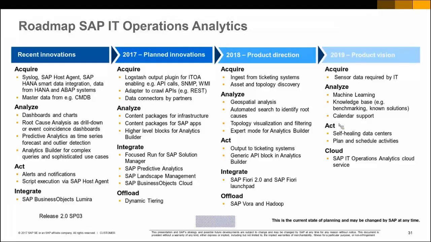We don't just use syslog, we can use Logstash that can receive information, but we're also looking at integrating, because JM talked about automation. Our planned innovation within this shorter time frame in 2017 is to actually have output to Logstash for ITOA, so we can do API calls and interact. We're looking at increasing data connectors from various partners that we work with. We're looking at content packages. JM talked about those stories that he was showing.